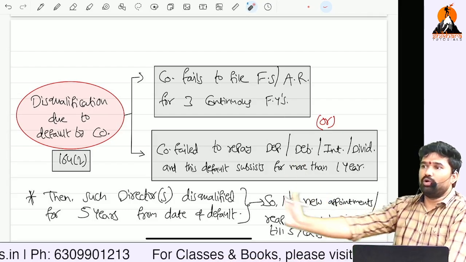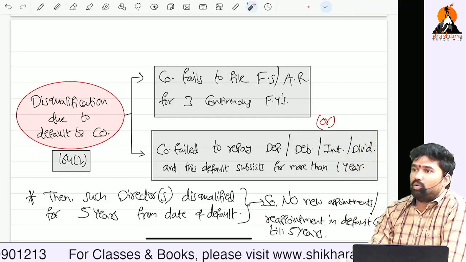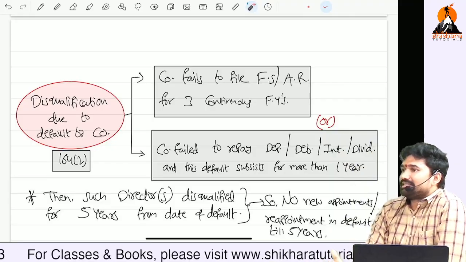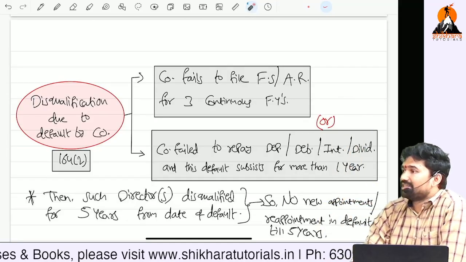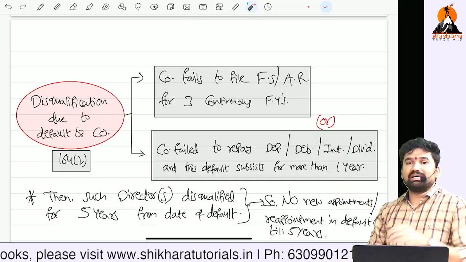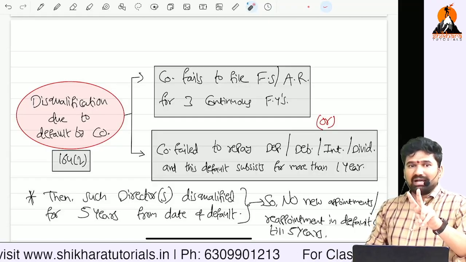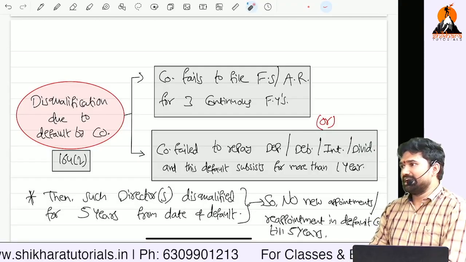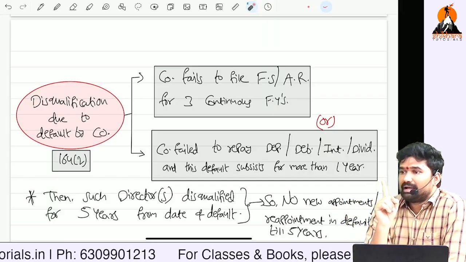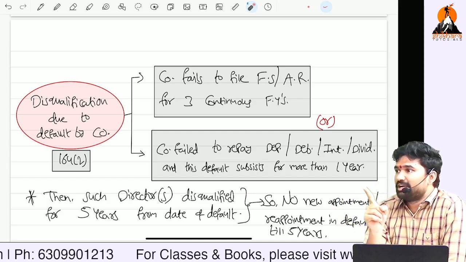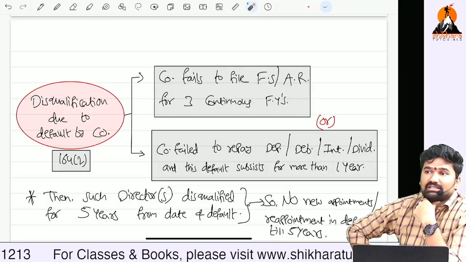Now, all directors of that company, including independent directors, whatever the empanelment of the directors in that company, all the directors will be disqualified. So in order to attract section 164 subsection 2, any of the two conditions must be satisfied. Any of the two. First condition is what? Company failed to furnish the financial statements or annual returns for a continuous period of 5 years. 5 years. 3 years or 5 years?